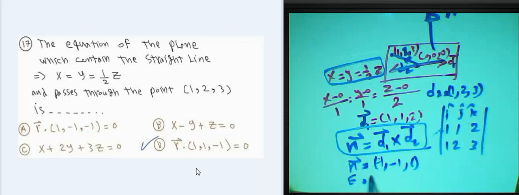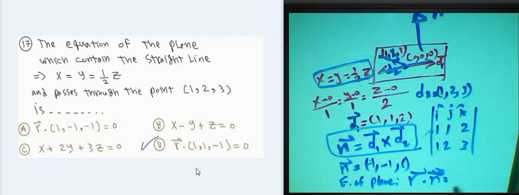Then the equation of the plane equals what we know: r dot n equals r0 dot n, with the point p. The equation of what? The plane. This is the equation of the plane.